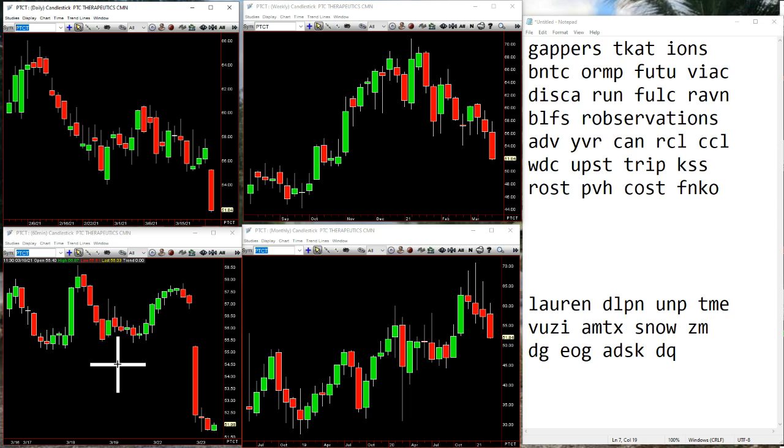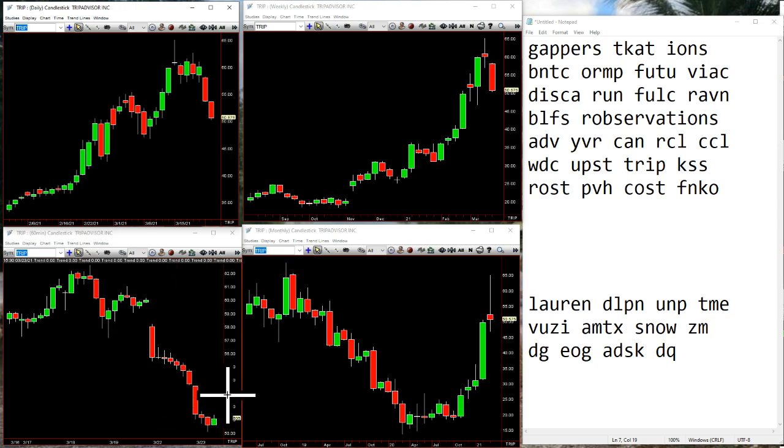We also have TripAdvisor. Trip. So Trip, you see this outside week, pokes up. It's a 3-2-2. We're looking to take this out, right? Because we know that this is a broadening formation. Talked about that yesterday. It tells us to look at EXPE.